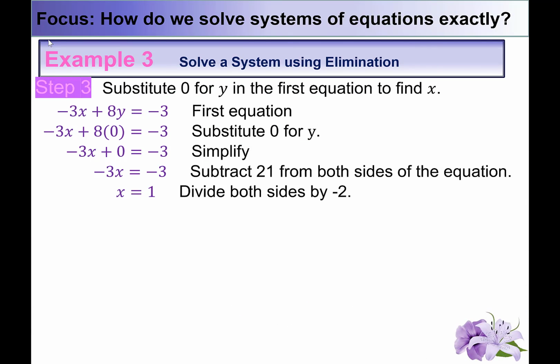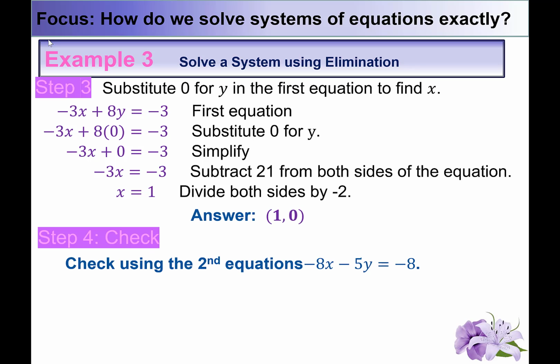Substitute 0 for y in the first equation to find x. We get an x value of 1. So we have the ordered pair solution of 1, 0. I'm going to check using the second equation. So I'm going to substitute 1 for x and 0 for y. And our check works, so we know we solved the system correctly.